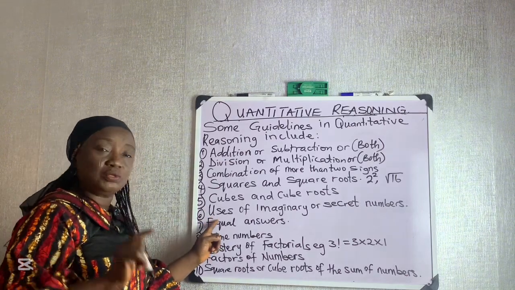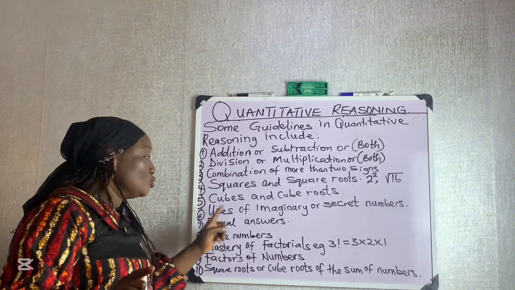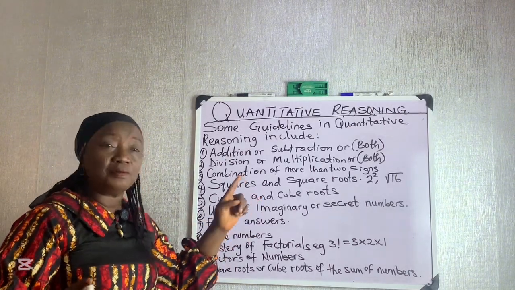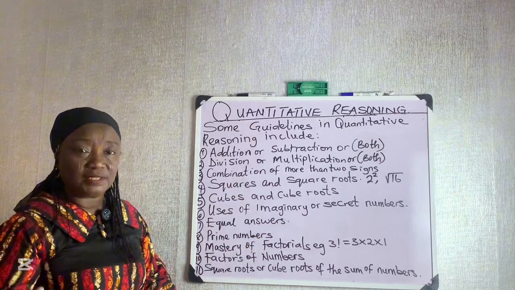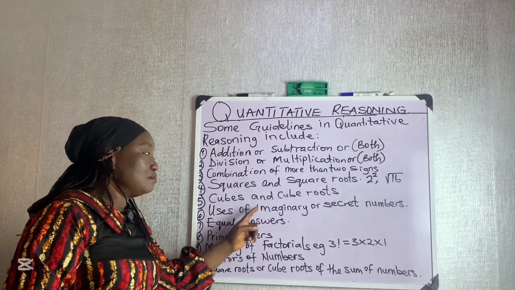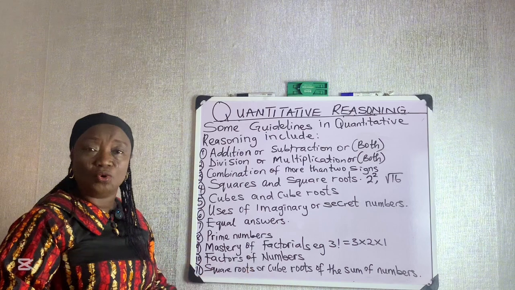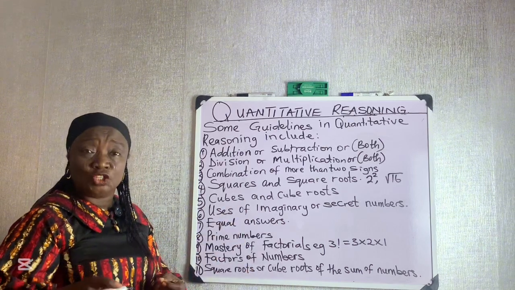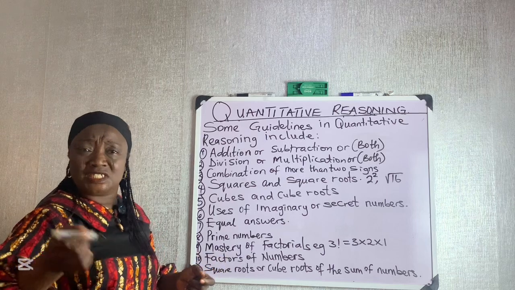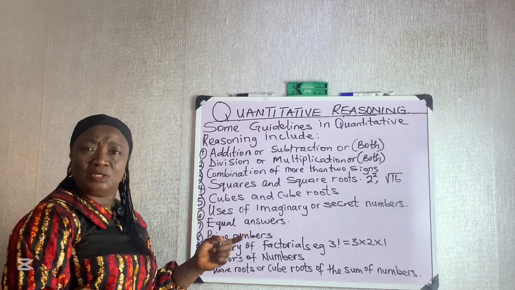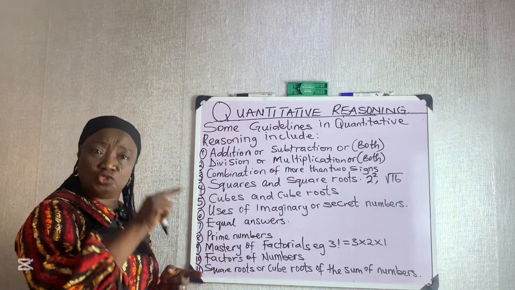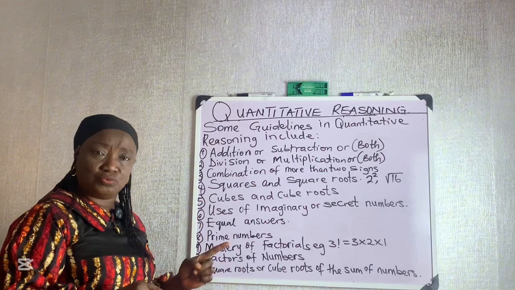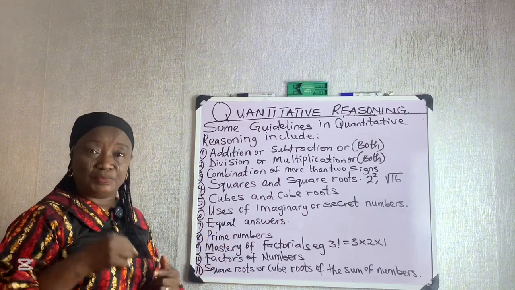Another thing we need to learn is the uses of imaginary numbers or secret numbers. At times, they can give a pattern. You just see 2. 2 is changing to 6. What have they done? It means something is used in multiplying that 2. That is, 2 times 3 will be 6.